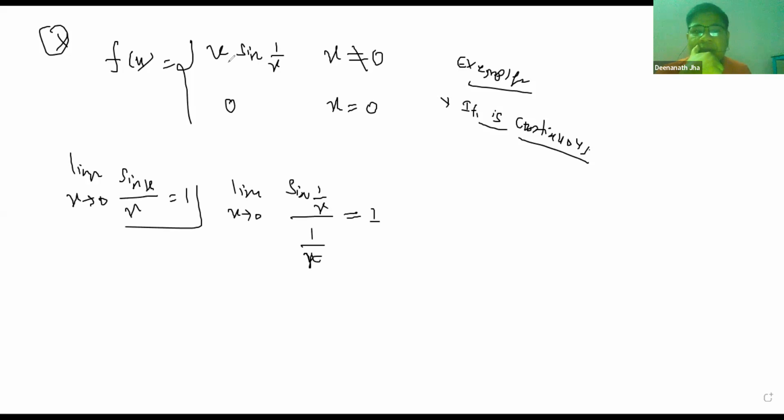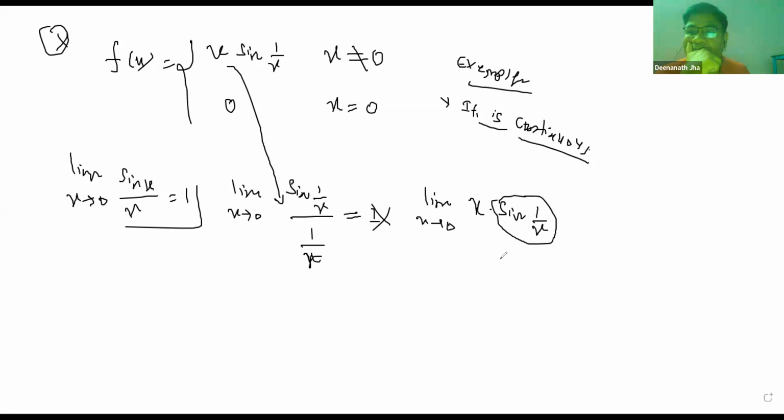No, because both of these are not equal. See that? x sine 1 by x. Limit x tends to 0, x into sine 1 by x. Okay? Sine 1 by x means sine infinity. Yes or no? Sine infinity.